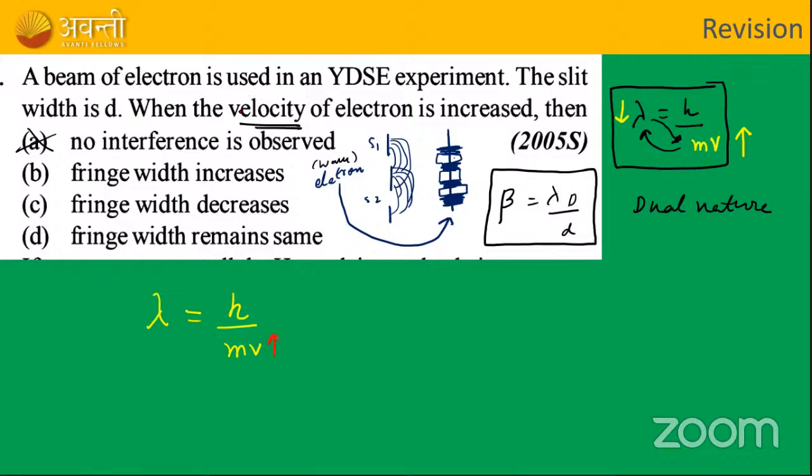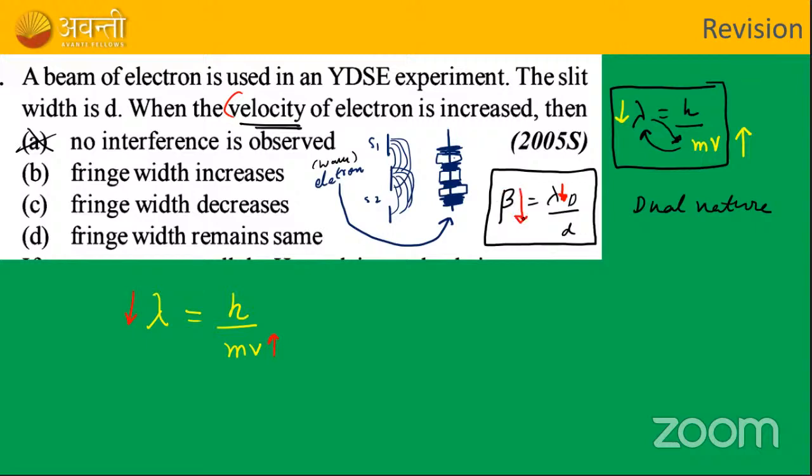The velocity is increased. What will happen? If I increase the velocity, lambda decreases. So if I decrease lambda here, what will happen to fringe width? Come on, tell me. Lambda is directly proportional to fringe width. As the velocity increases, lambda decreases. And when lambda decreases, what will happen to beta, the fringe width? Come on, take a guess. B, C, D are the options. They're directly proportional. So lambda decreases, beta also decreases, right?